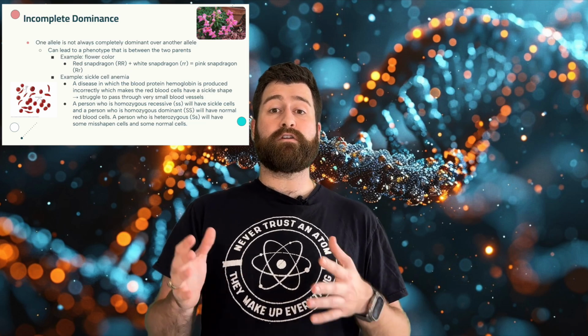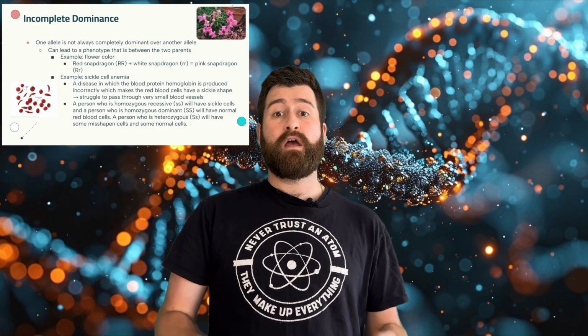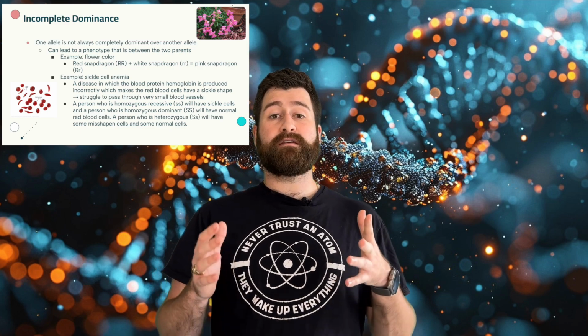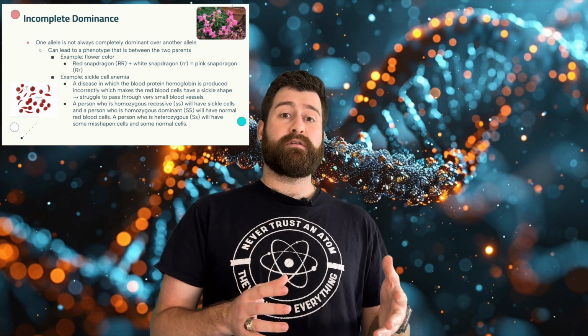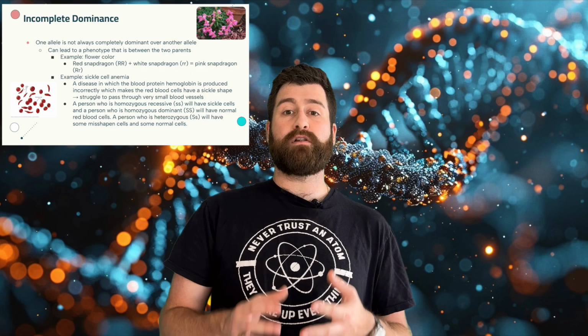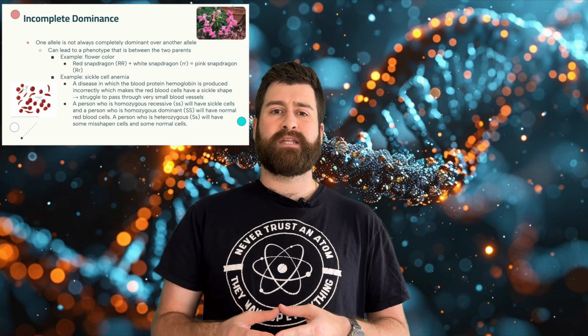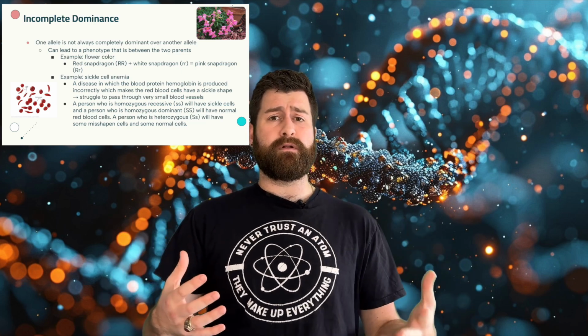In this example, we're going to crossbreed a red snapdragon, represented by capital R, with a white snapdragon, represented with a lowercase r. In this example, this crossbreed will result in a pink snapdragon, represented by capital R, lowercase r. Now, that was flowers, but not related to people.